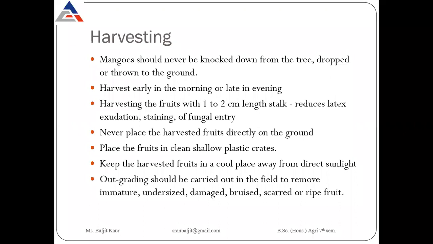Never place the harvested fruit directly on the ground. Place the fruits in clean, shallow plastic crates and keep the harvested fruits in a cool place away from direct sunlight. Then after picking and after keeping the fruits, we have to do grading.